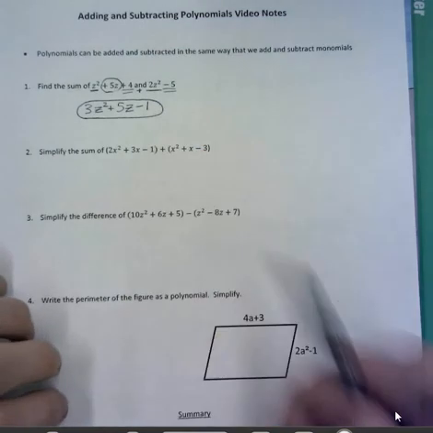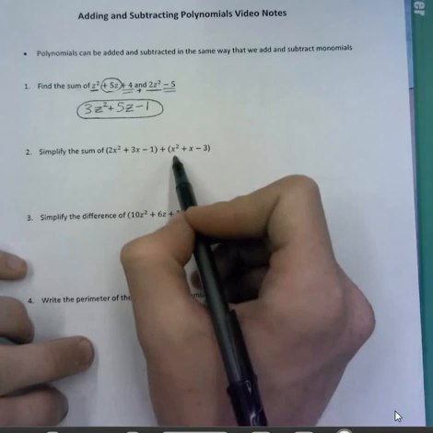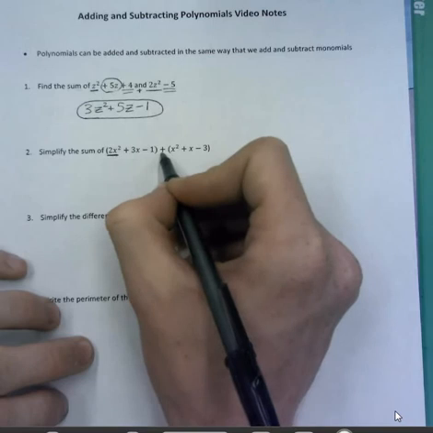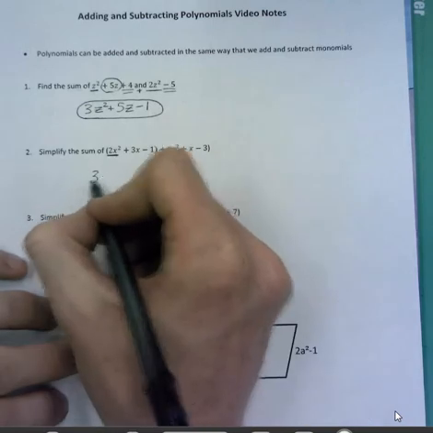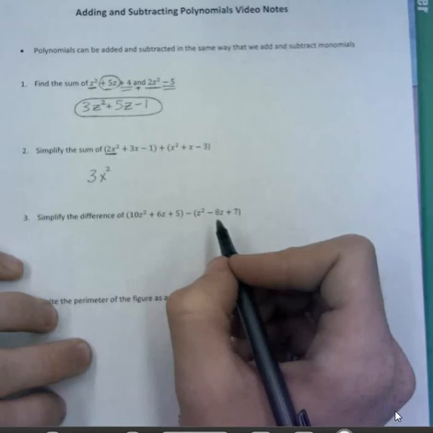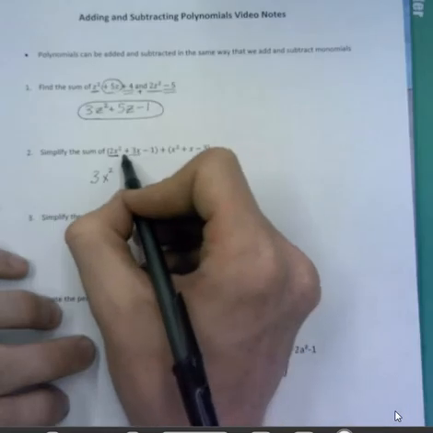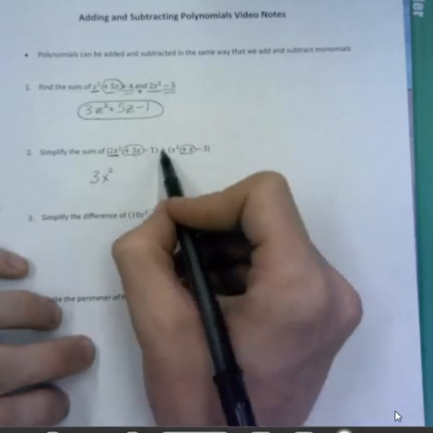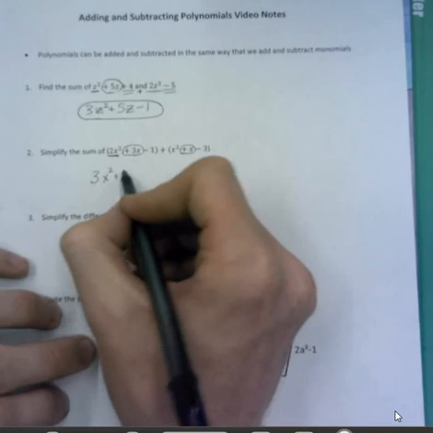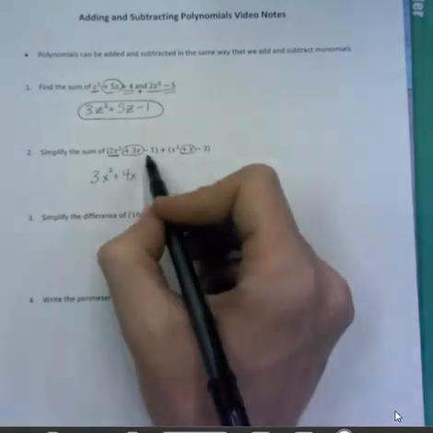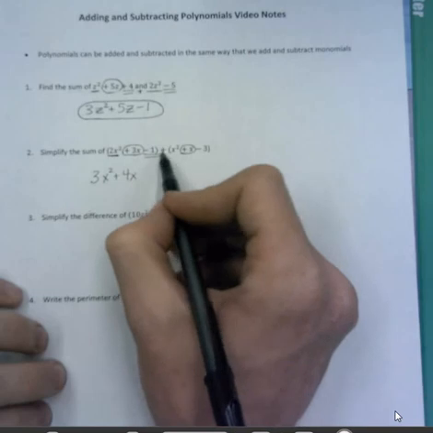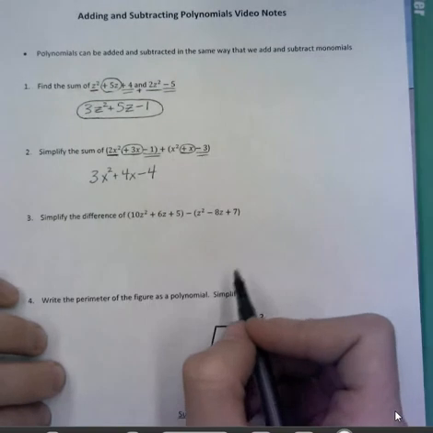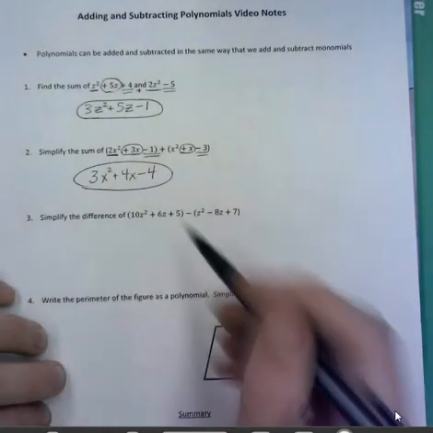Let's try another one. Same idea. Let's find our like terms. 2x squared. Then you got to note this plus sign in the middle. 1x squared. So there we go. 3x squared. 3x. It's a positive 3x. Over here I've got a positive 1x. So 3x plus 1x is a positive 4x. And then I have a negative 1 plus a negative 3. And I'm left with negative 4. So here we are, completely simplified.